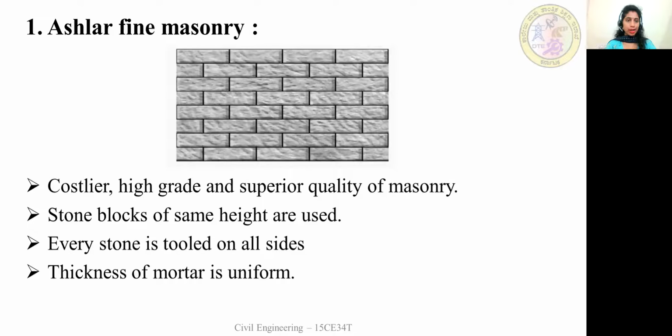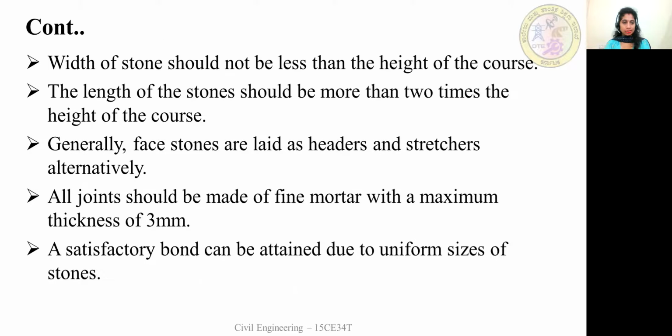First, moving on to ashlar fine masonry. It is similar to ashlar masonry. It is a superior quality of masonry, very costly. Stone blocks of the same heights are used in this case. What are the points we have discussed in ashlar masonry is directly applied to ashlar fine masonry. Every stone is tooled on all sides and thickness of mortar is uniform. And in this case, width of stone should not be less than the height of the course. Also, the length of the stone should be more than 2 times the height of the course. These are the conditions how it should be.